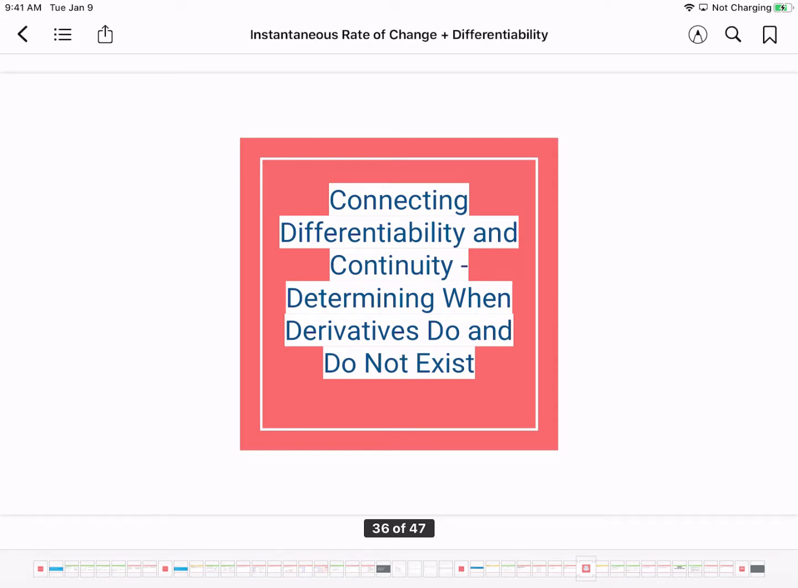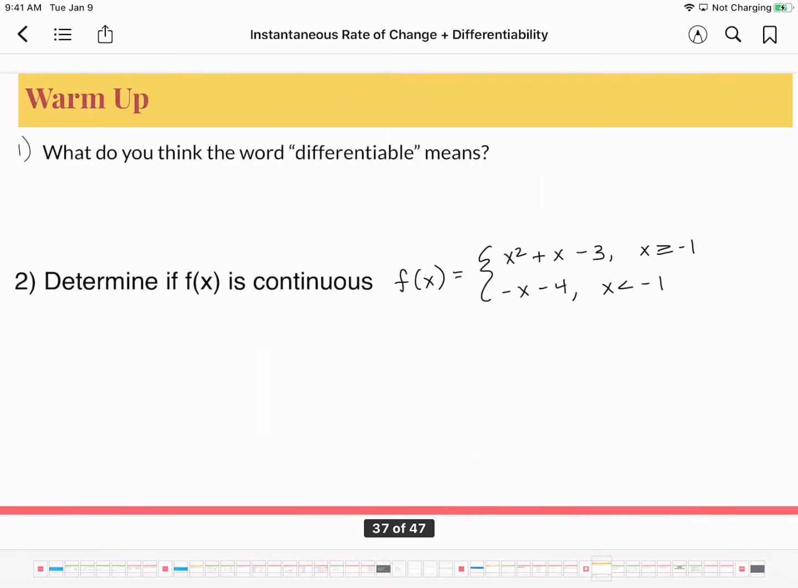Hello, AP Calculus students. Today's lesson is on differentiability. So we will be connecting differentiability and continuity and determining when derivatives do and do not exist. So first up we have a warm-up. I want you to pause the video, try this warm-up on your own, and then resume to see my solutions.